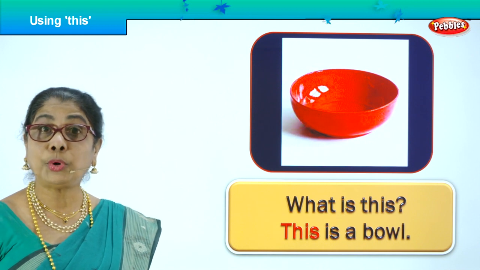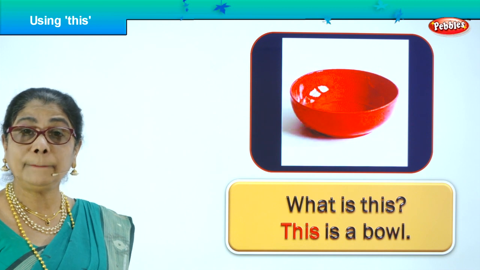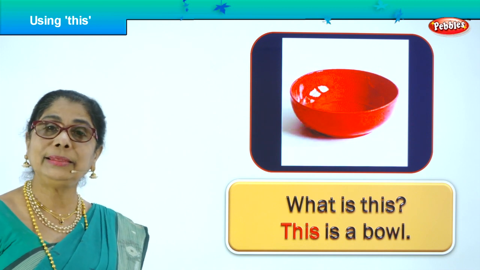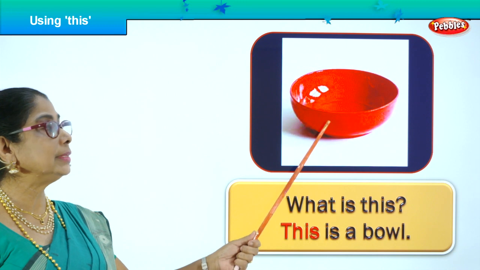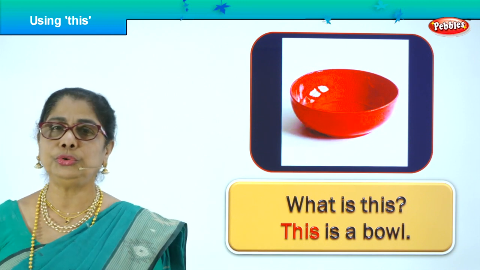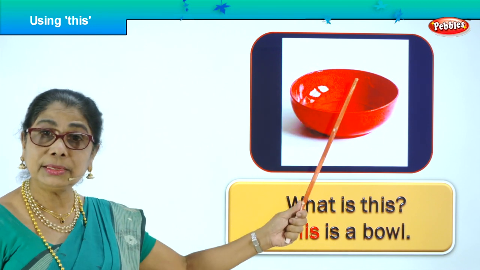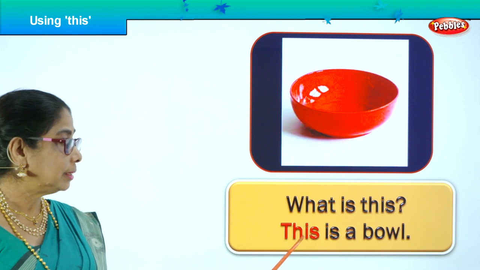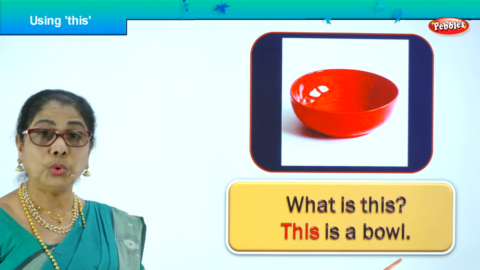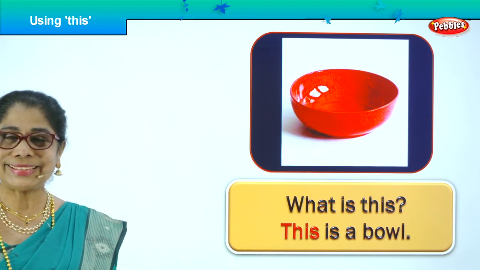You can have porridge in the bowl. You can drink soup in the bowl. You can keep anything in the bowl. Mommy uses this to put curry and leave it on the table for all to use. A bowl. What is this? This is a bowl. This is a red bowl. Yes? Good.